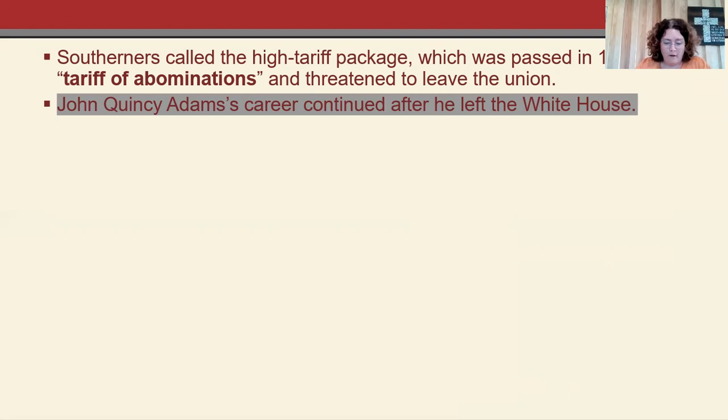His career, though, continued after he left the White House. He was known as the president who never retired. In 1830, he ran for Congress for his home district in Massachusetts. He wrote, "No person could be degraded by serving the people in Congress."